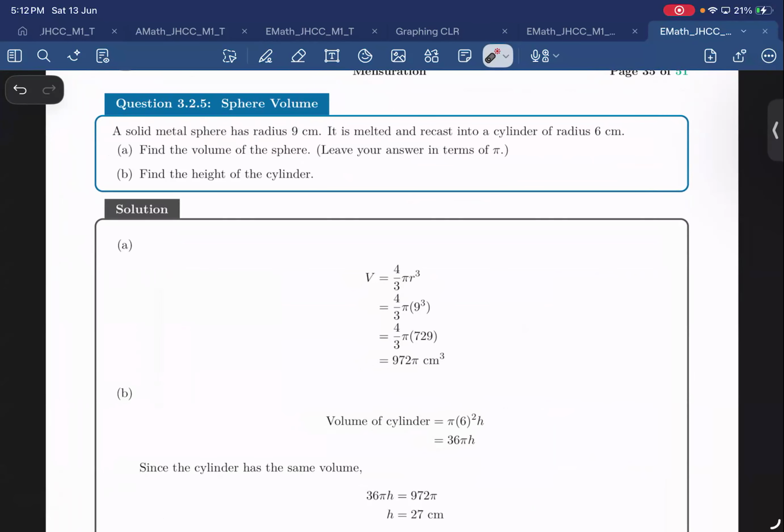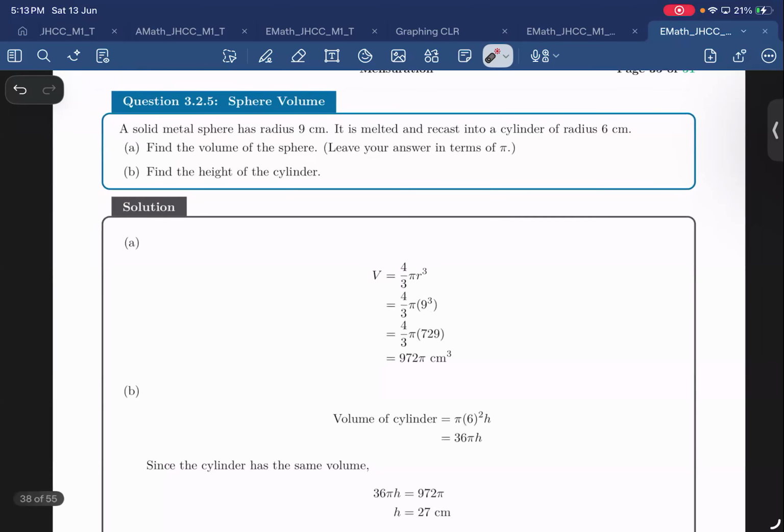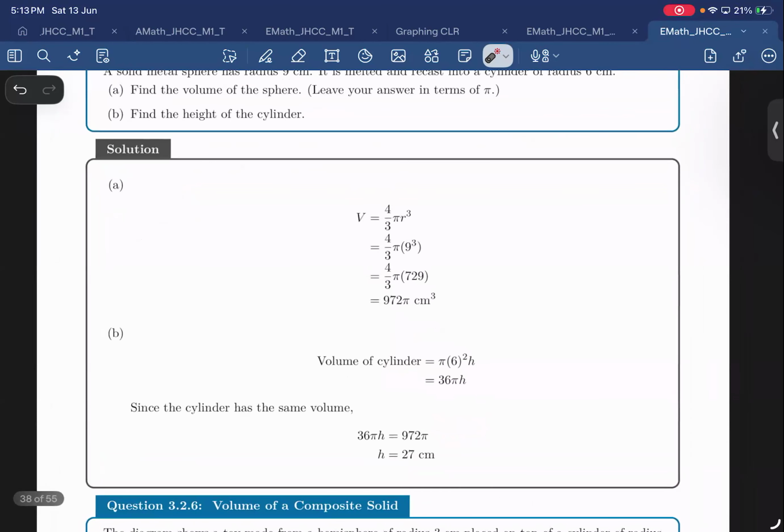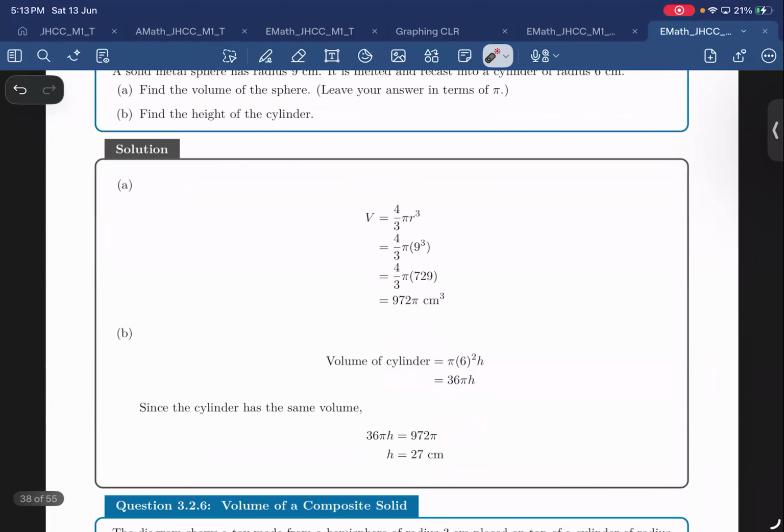Now you melt it and you want to put it into a cylinder with radius 6 cm. So that means the height is unknown. We want to find the height. So the volume of the cylinder is 36 pi h. We know the radius of the cylinder, but we don't know the height. So 36 pi h equals 972 pi. Then if you solve it, h will be 27.